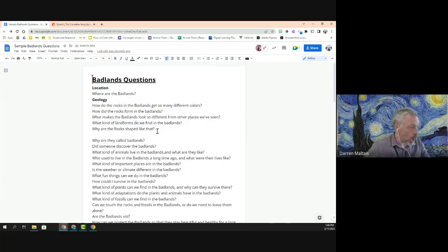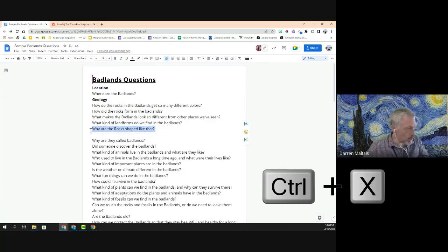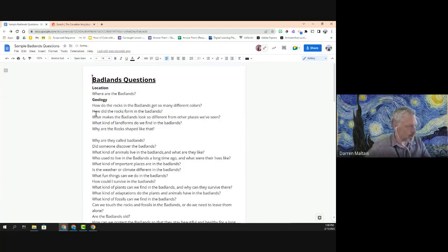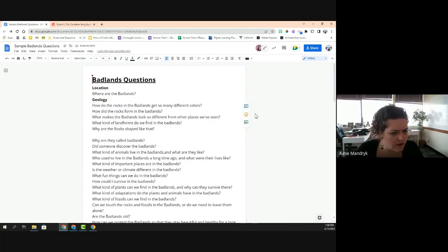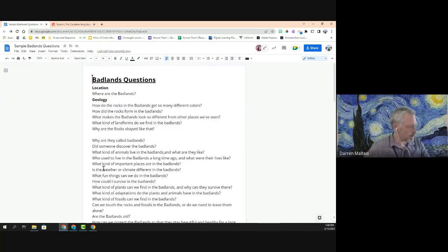There's a few ways to move things around. I've got more rock questions, so I can even Control X. Oh, landforms is still there. I think I'm going to keep that one because landforms is okay. Landforms. All right.